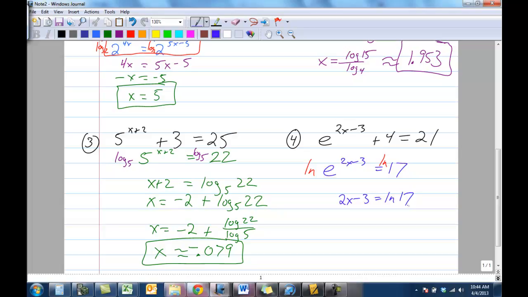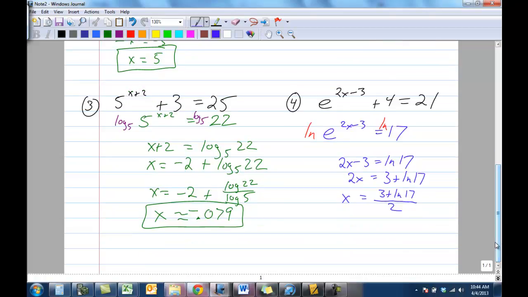Keep solving. We're not going to round the answer until the very end. So this is going to be 2x equals 3 plus natural log of 17. So x is equal to 3 plus the natural log of 17 divided by 2.